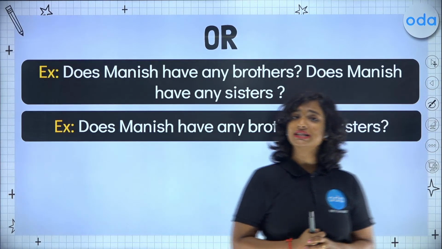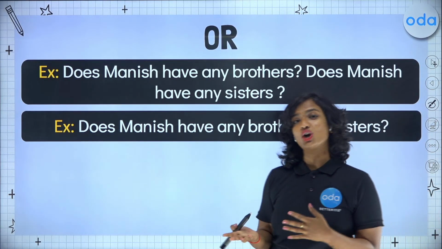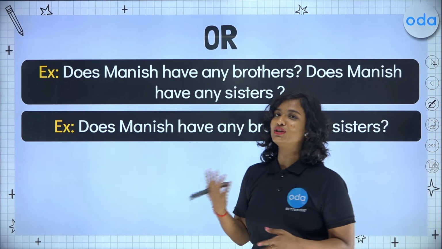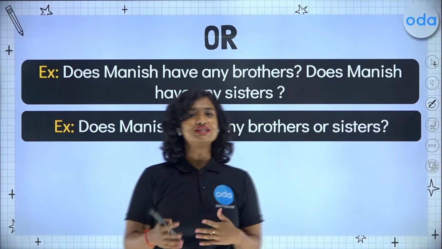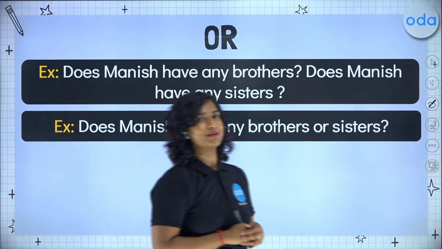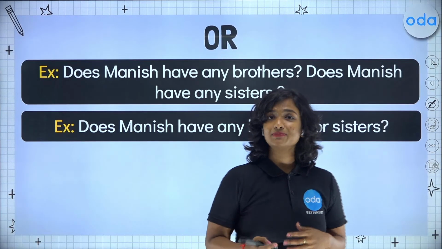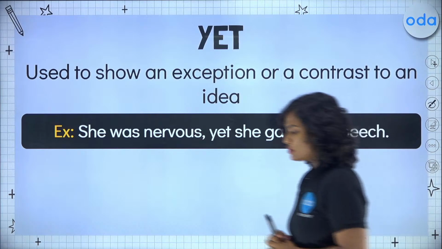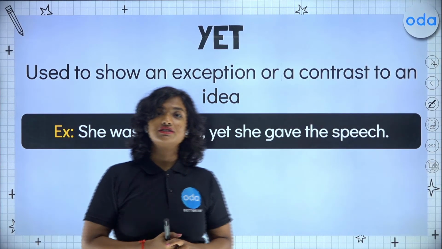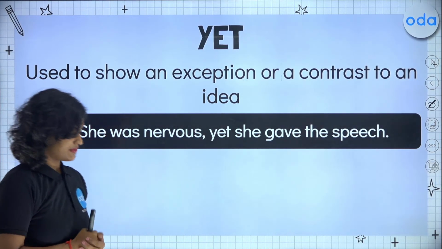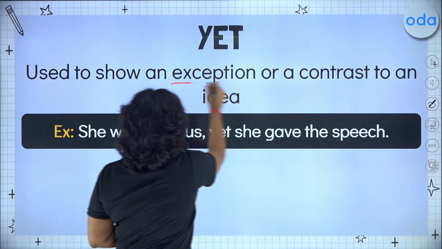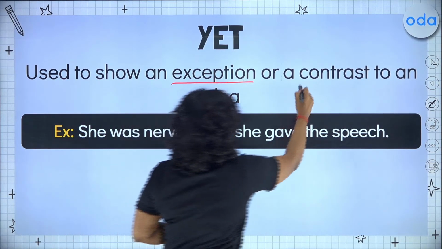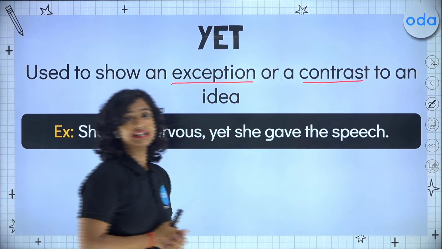We can take one more example here. I will go shopping on Sunday or I will go camping. So one of these two things can happen, not both of them. So whenever there's a choice, you want to use the or conjunction. Moving on to our sixth conjunction for today, we have yet. Once again, this is used to show an exception or contrast to an idea.